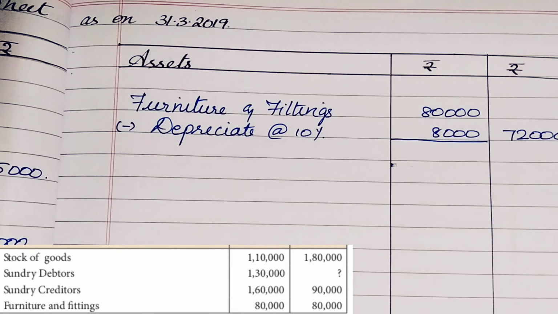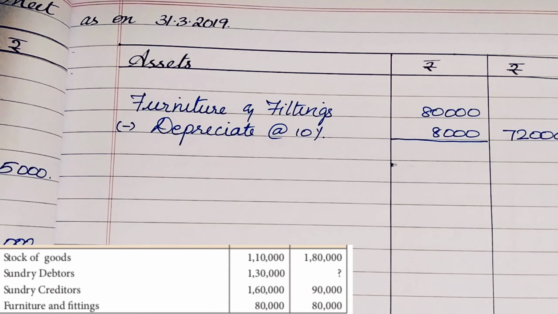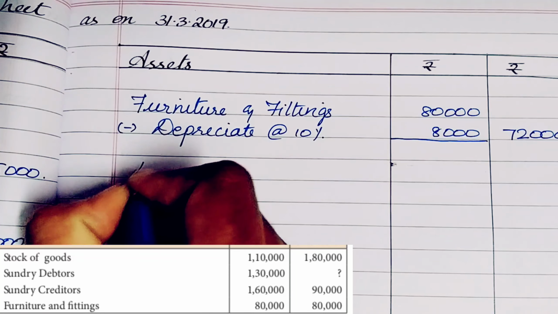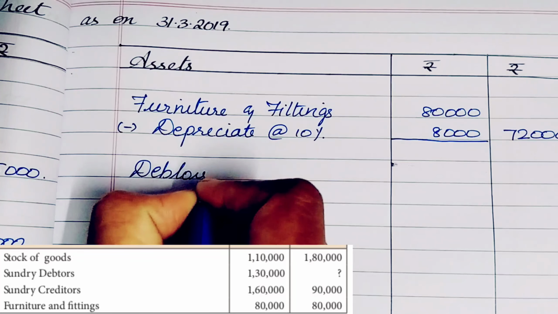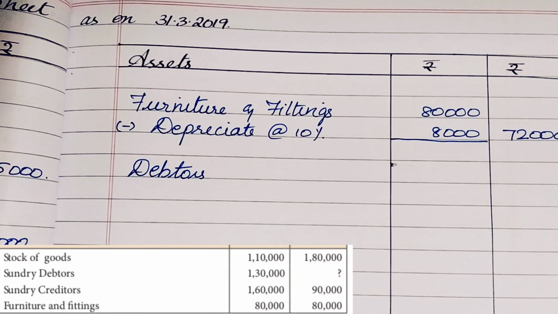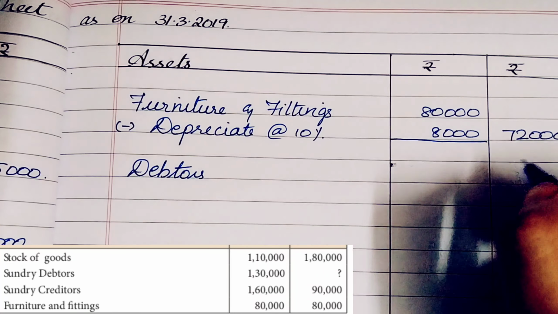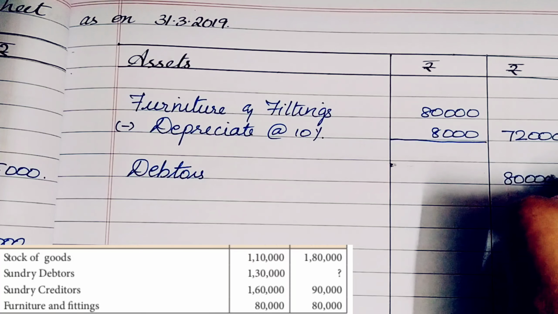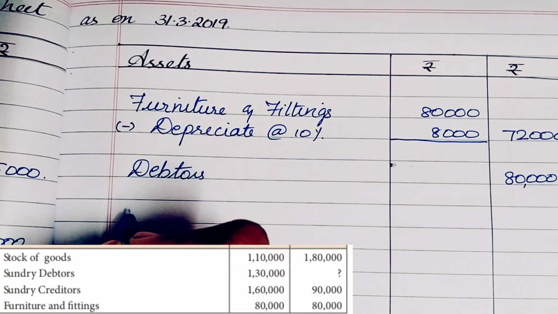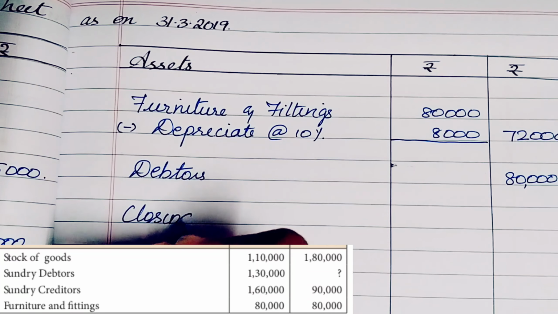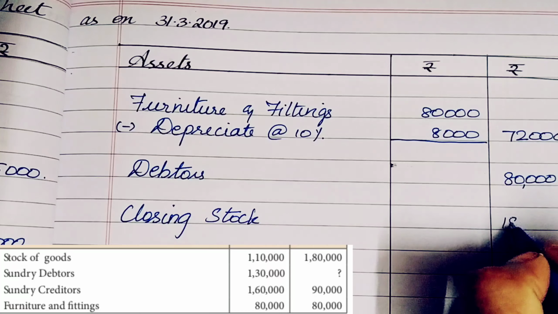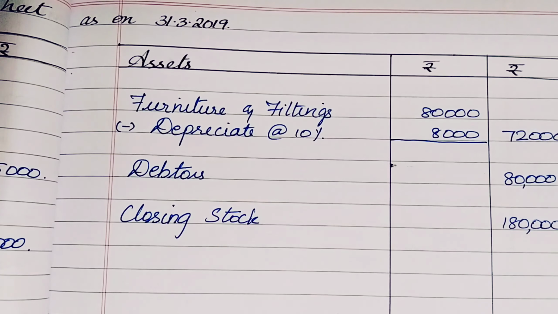Now next we have to go through the other information and record the asset items given over there. So in the other information we have next the sundry debtors. So the closing information regarding debtors is the one which we found by creating a total debtors account. So that is 80,000. So this 80,000 is taken from the total debtors account. Next is the stock of goods, that is the closing stock. So closing stock is rupees 1,80,000. This is also recorded in the trading account.